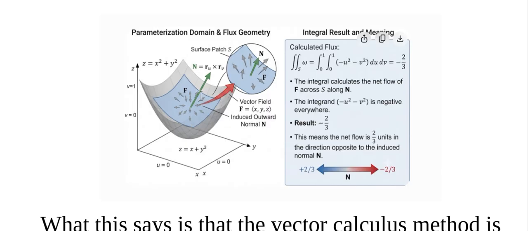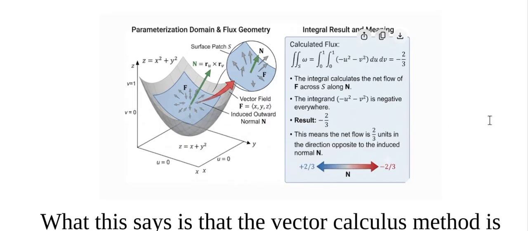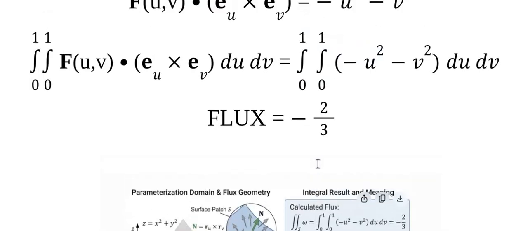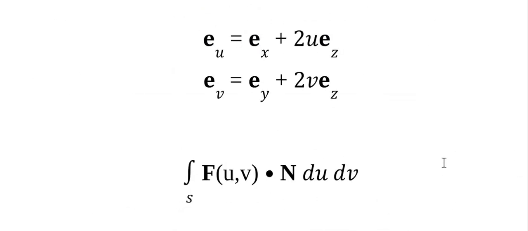Okay, so that's what we just did meant. And the connection between these things is that in vector calculus, you're calculating on the oriented manifold's tangent space using vectors, and with the cotangent space using differential forms. And what connects these two things together is the Hodge star operator. All right, so that was the entire point of the problem, was to show this. And I thought that was a good problem. I really learned a lot. I hope you did too. All right, see you next time.